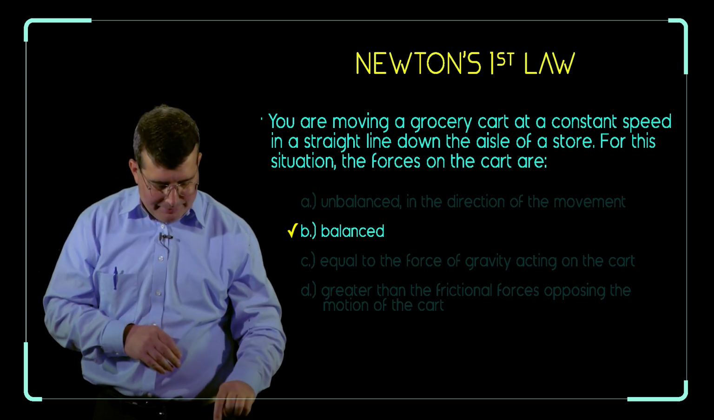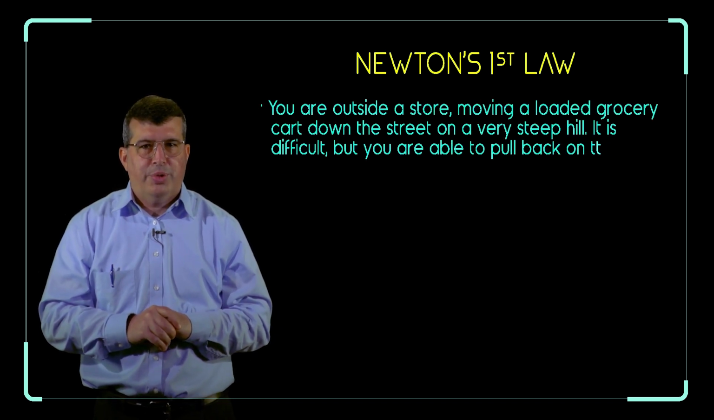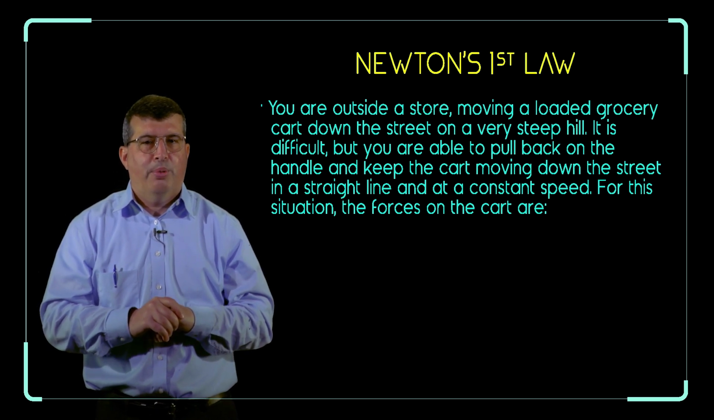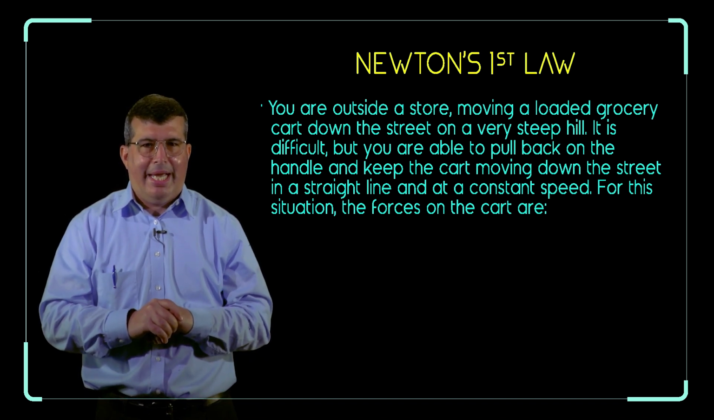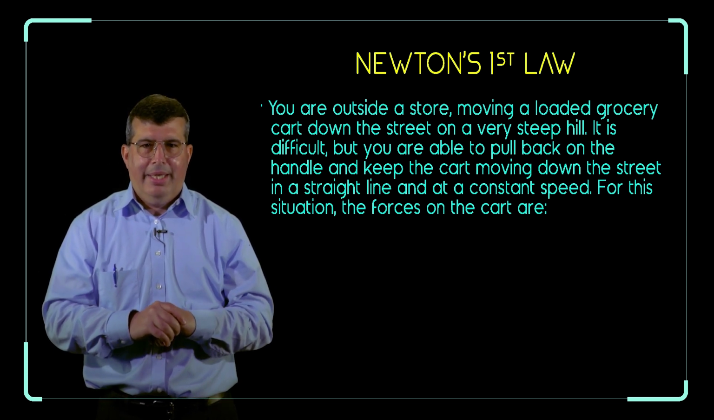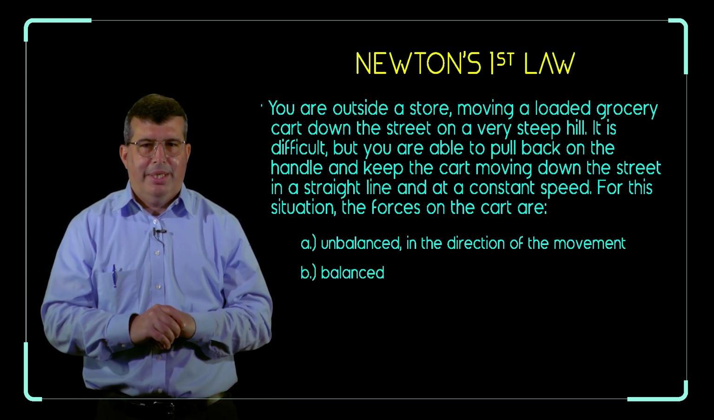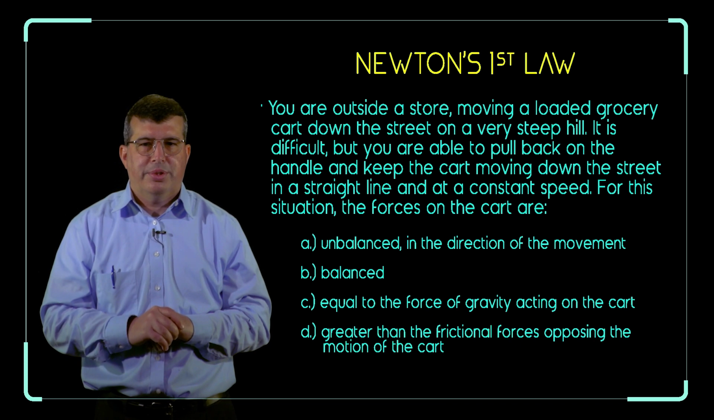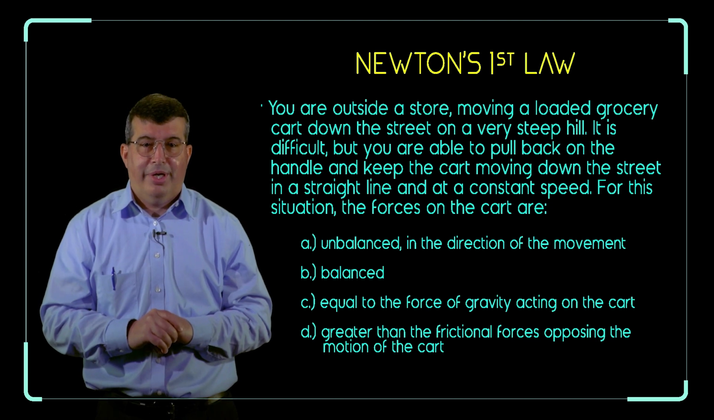One more question. You are outside a store, moving a loaded grocery cart down the street on a very steep hill. It is difficult, but you are able to pull back on the handle and keep the cart moving down the street in a straight line and at a constant speed. For this situation, the forces on the cart are A, unbalanced in the direction of movement, B, balanced, C, equal to the force of gravity acting on the cart, D, greater than the frictional forces opposing the motion of the cart. Once again, pause, think about it, come down on a definite answer, and then continue when you're ready to hear the answer.